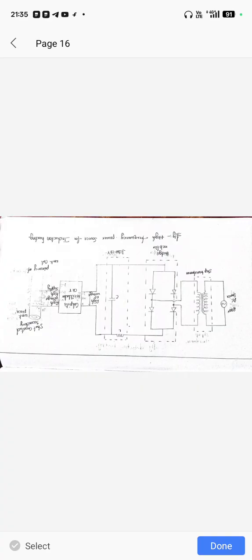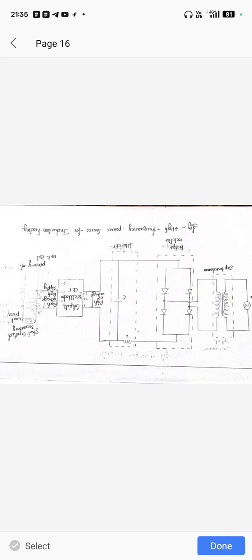And draw the diagram neatly. Just reverse and see the diagram.